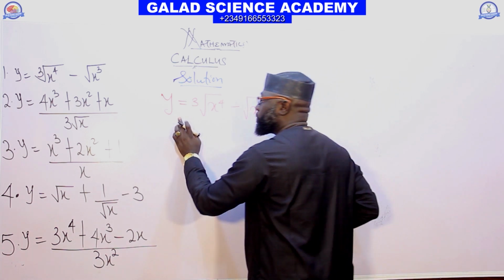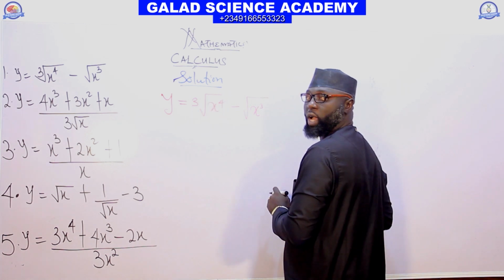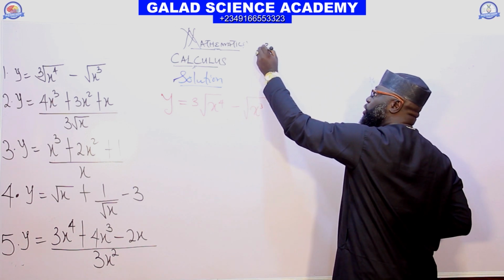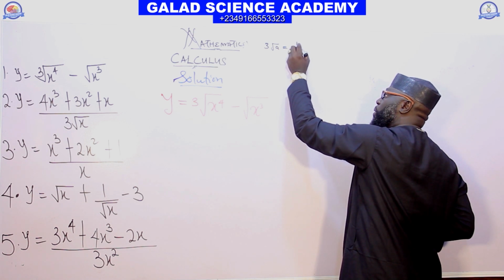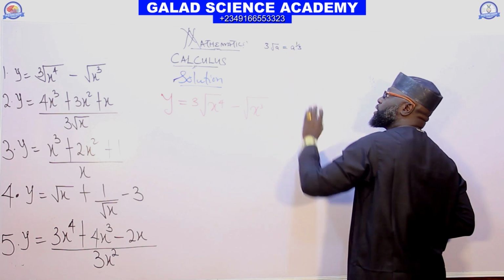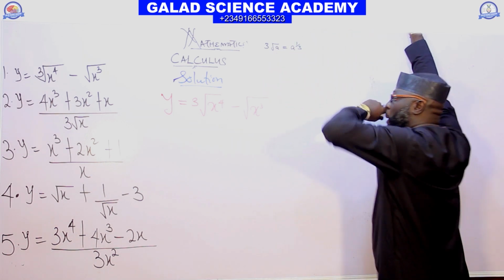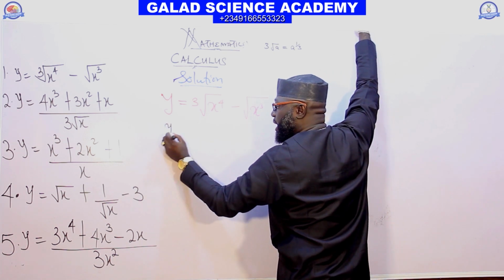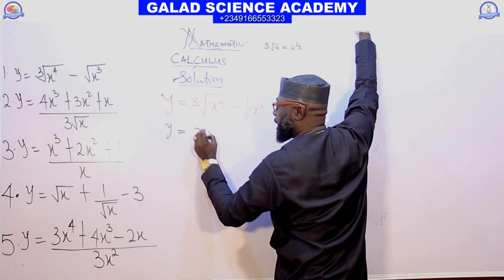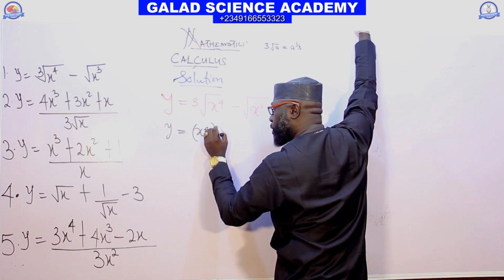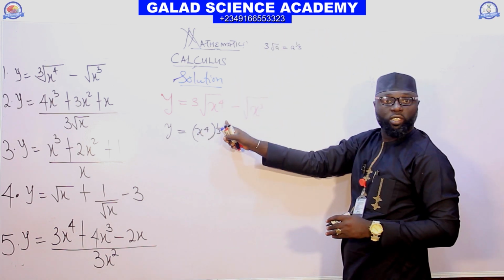So here now, before we find dy dx, let us remove this square root. If you have cube root of a, it is the same thing as a raised to power 1 over 3. So let us apply it here now. The y will be equal to x exponential 4 into 1 over 3. Do you agree with this expression?